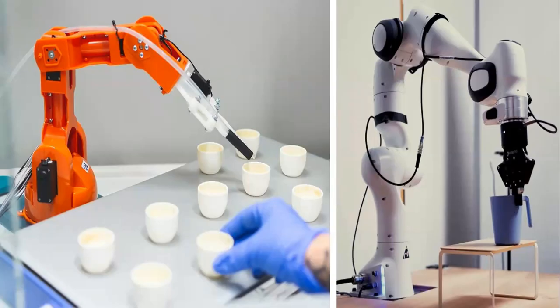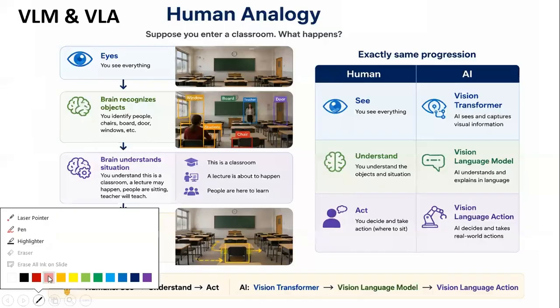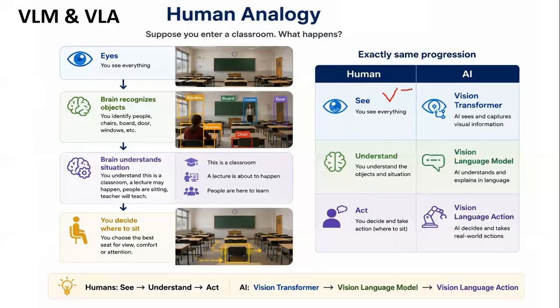A transformer understands an entire complex video or image all at once. With a language model, we can chat, we can talk to that video in natural language, but it won't act. For action, there is a VLA. The next concept is a VLA, which can understand, react, and also act. So let's see this analogy here. See, understand, act. I'll just highlight here in this presentation. See is just done by vision transformers. A vision transformer can see the complex features.